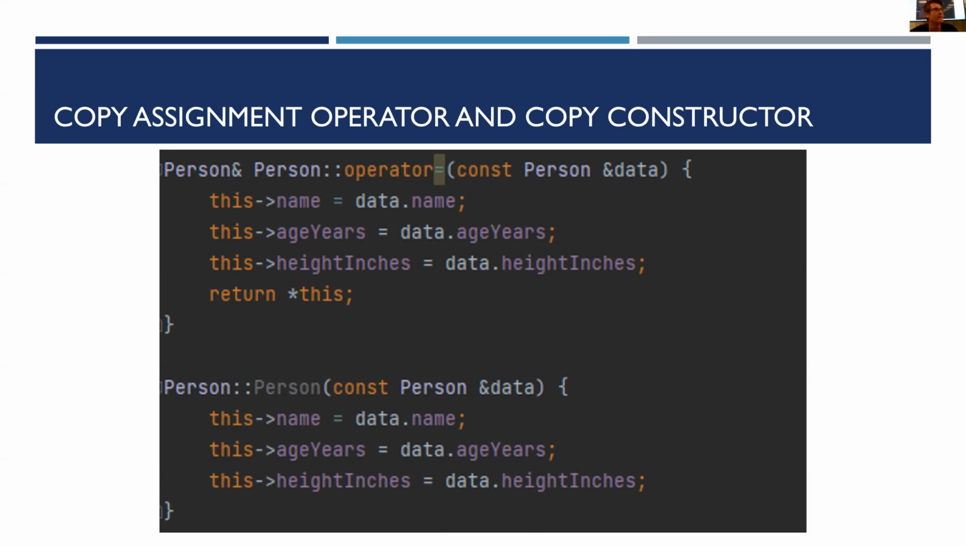Wait, the top one is the copy assignment operator and the bottom one is the copy constructor? Yes. You can tell that the top one is a copy assignment because it has the operator equals, whereas the bottom one is just Person. It's literally just a constructor. The copy constructor is not really anything special. It's just a constructor where you pass in another object for the parameter.